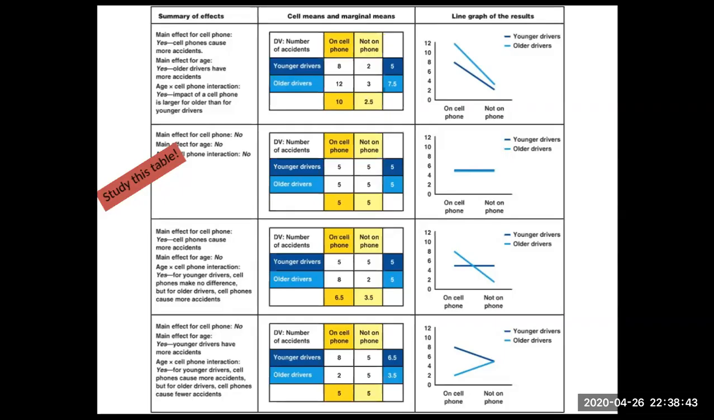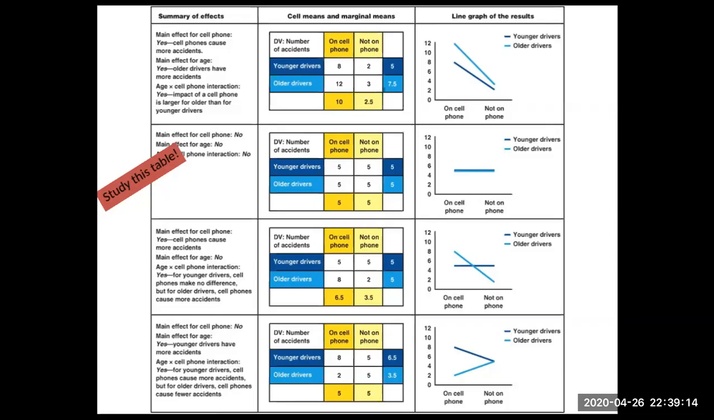If you were to do it down, you'd also see a difference. 5 minus 8 is negative 3. 5 minus 2 is positive 3. They are different enough. So we can confirm through simple subtraction of the cells or by reading the graph that's not parallel, we have an interaction. Again, let's check the bottom one. We have 6.5 and 3.5 for older and younger drivers. We have 5 and 5 for on cell phone, not on cell phone. No main effect for cell phone. We do see a main effect for age of the driver. Looking at the spreading interaction, we see that there is one.